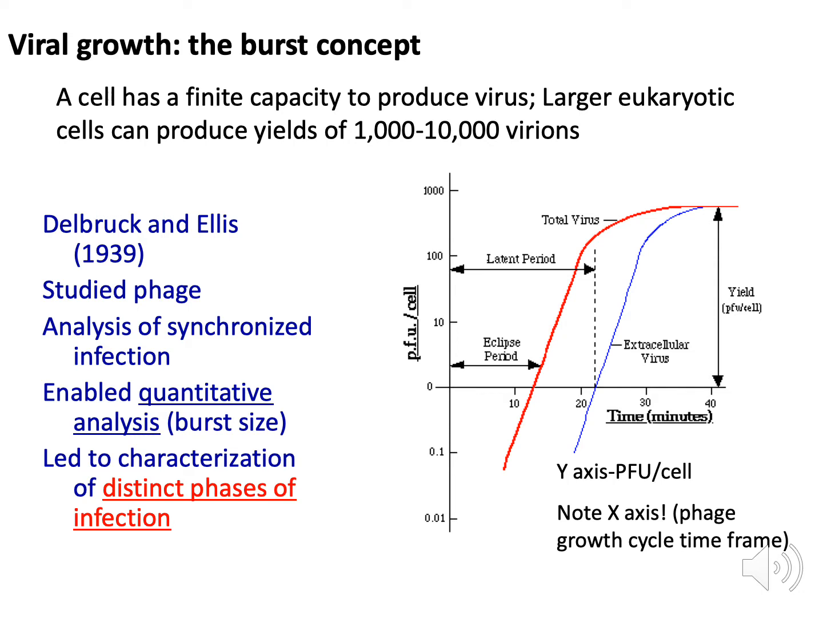This is a graph for phage growth, and you can see the time for this infectious cycle to really go to completion. You can see up here on the top the total yield per cell. It's basically reached a plateau. That's in minutes for phage, but that's not going to be true for eukaryotic viruses.